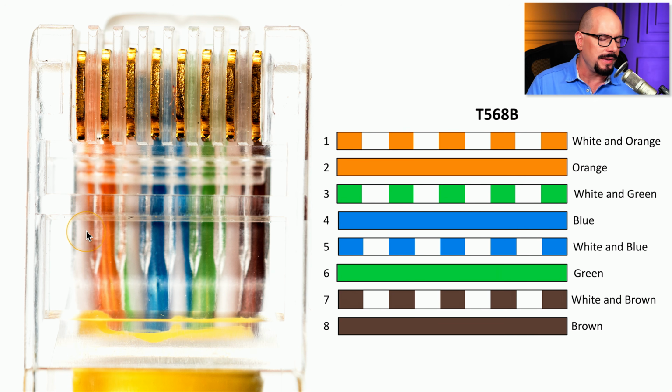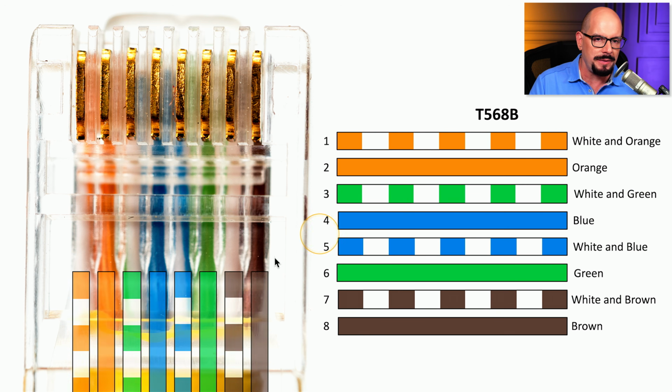For example, we have an Ethernet cable here. We flipped it over and you can see that it's white and orange, it's white and green and blue, it's white and blue and green, and it's white and brown and brown. And if we were to take our T568B color scheme and overlay it on the top of that cable, you can see that it matches perfectly. That means that this cable was crimped with the T568B color standard.